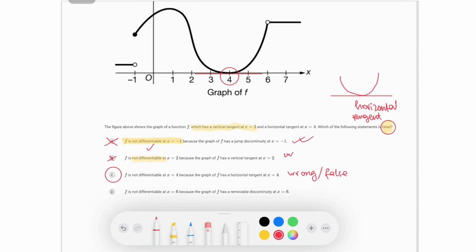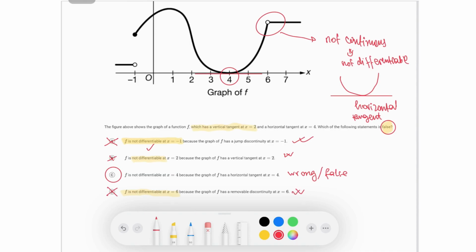And D says f is not differentiable at x equals 6. If you look at x equals 6, here it is not continuous. It has a removable discontinuity, but it is not continuous, therefore not differentiable. So this is a true statement.